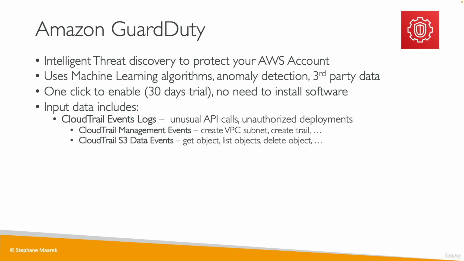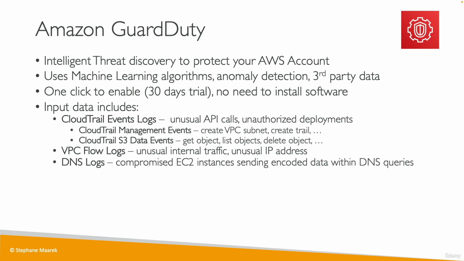So for example, on the management side, the create VPC subnet event and so on. Whereas on the S3 data events, for example, get object, list objects, delete objects, and so on. And then for VPC flow logs, it's going to look at unusual internet traffic and unusual IP addresses. DNS logs to look at EC2 instances sending encoded data within DNS queries, which would mean they're compromised.